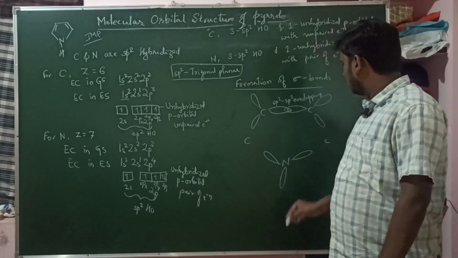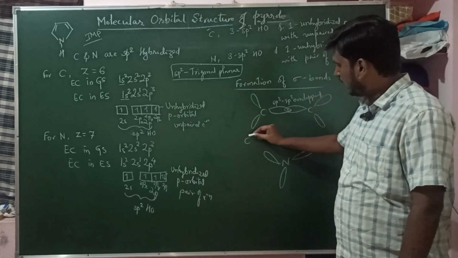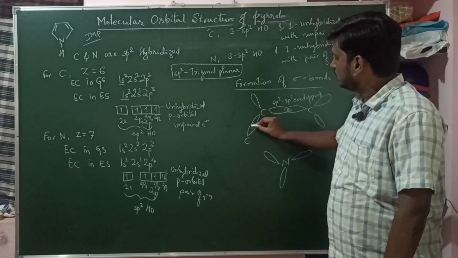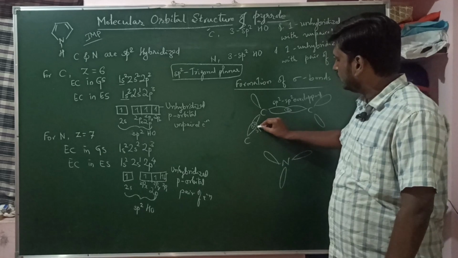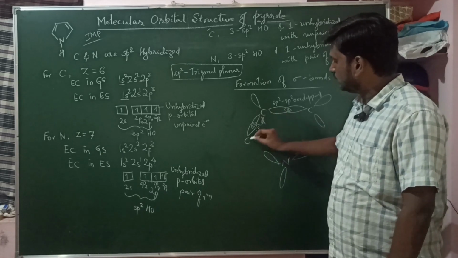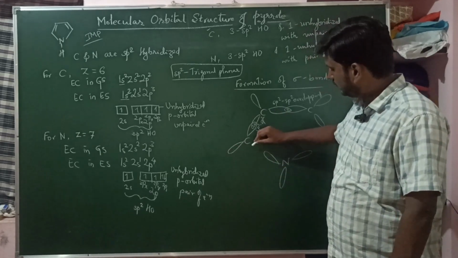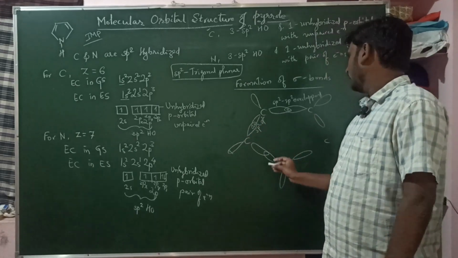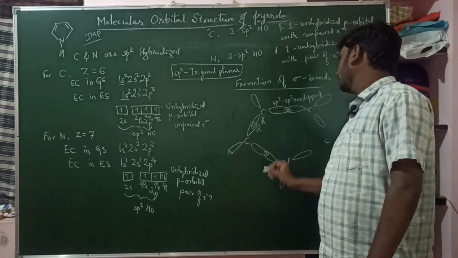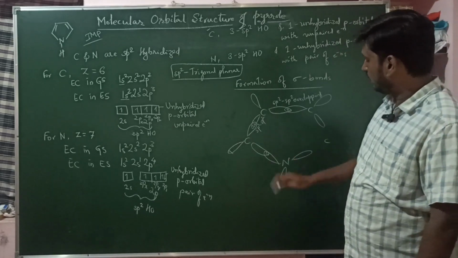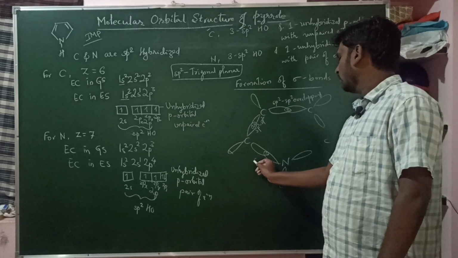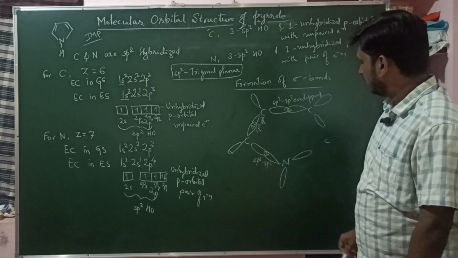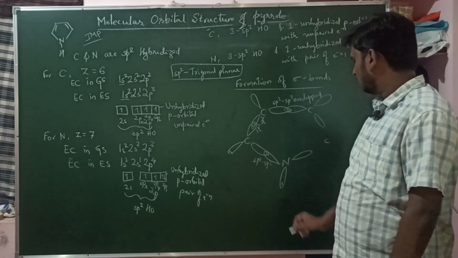This happens in all the cases. See here also this carbon, one of the sp2 hybrid orbitals overlaps with this carbon. So this is also sp2 overlapping. I'm just writing sp2. Here one orbital is there that is containing an unpaired electron, and here also it is overlapping with the sp2 hybrid orbital of nitrogen. So this is also sp2 overlapping, because nitrogen is also sp2 hybridized.